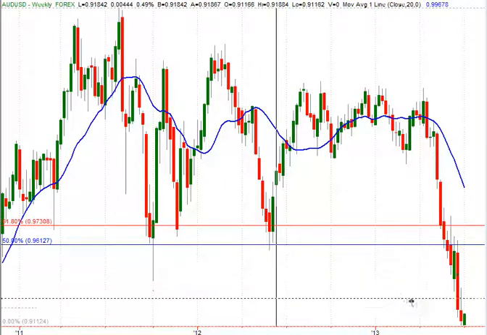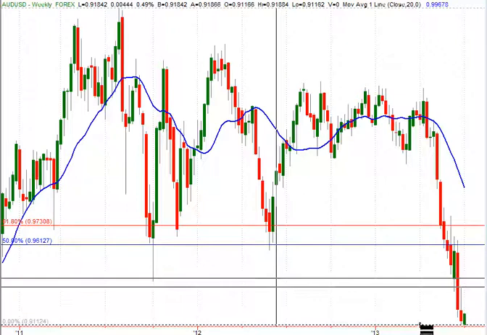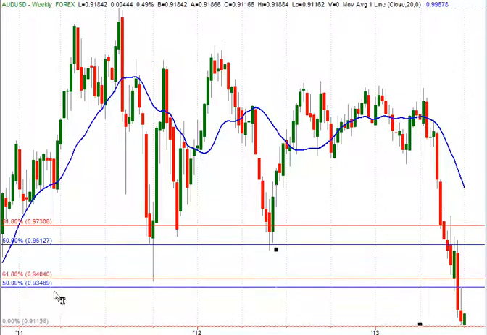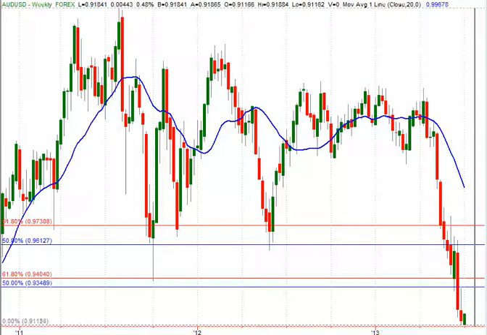or actually the correction could be much shallower here, and we could actually see price getting into this 93.45 level here, and then a continuation lower. So these are the two levels you have to watch.